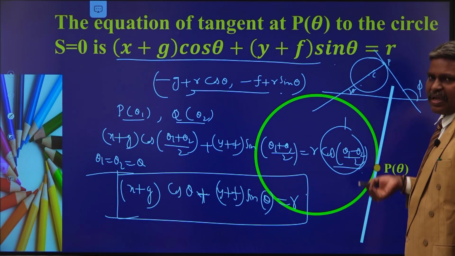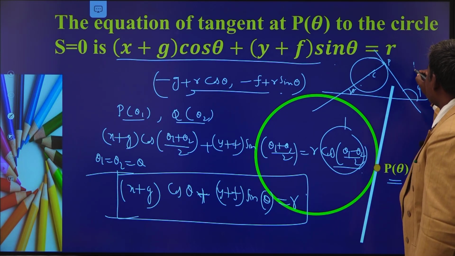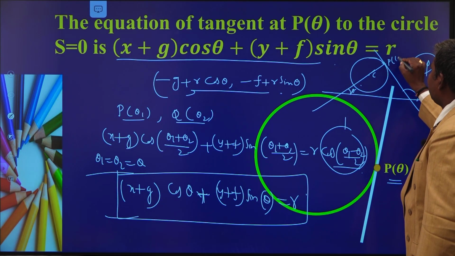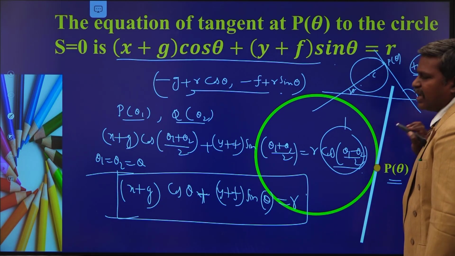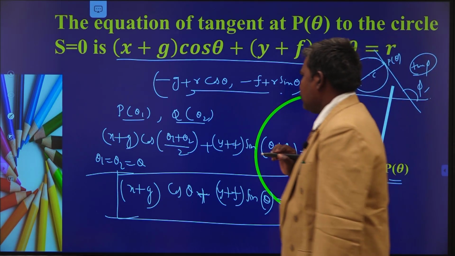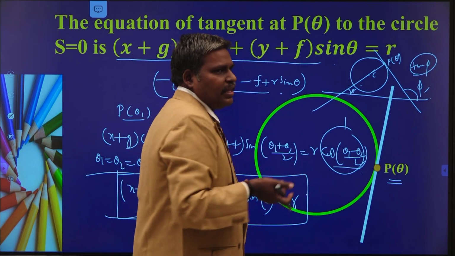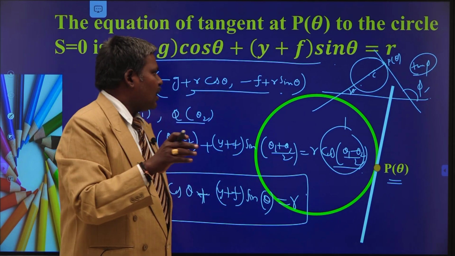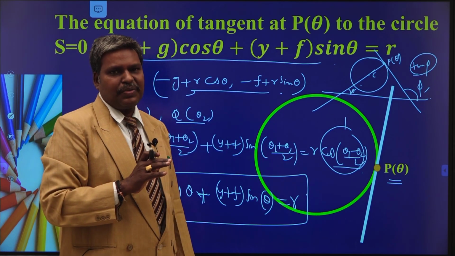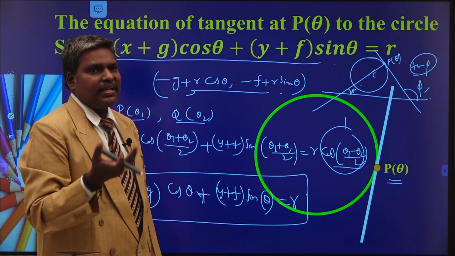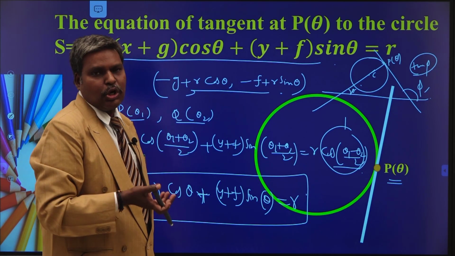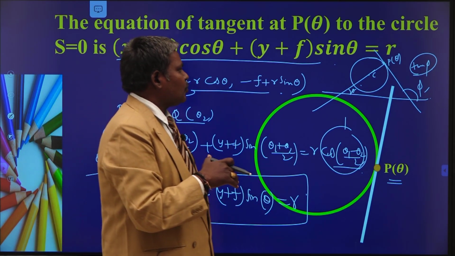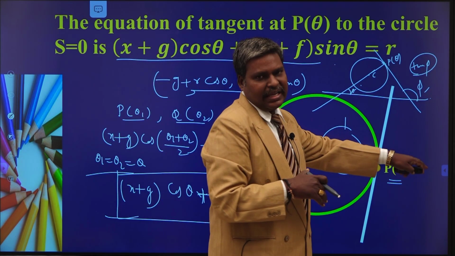So here this is some phi. The inclination may be some phi, that is, tan phi may be the slope of tangent at that point P of theta. So this theta and phi are different. Note this point. Sometimes you may be asked to find the equation of tangent to the circle having slope or having inclination theta. From that inclination you have to find slope m by applying tan theta, and then apply r is equal to d, we can get the equation of tangent.